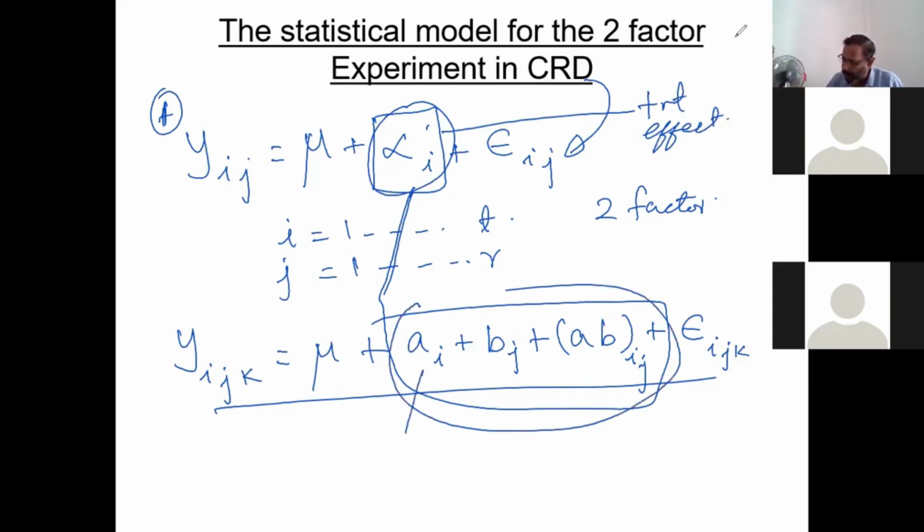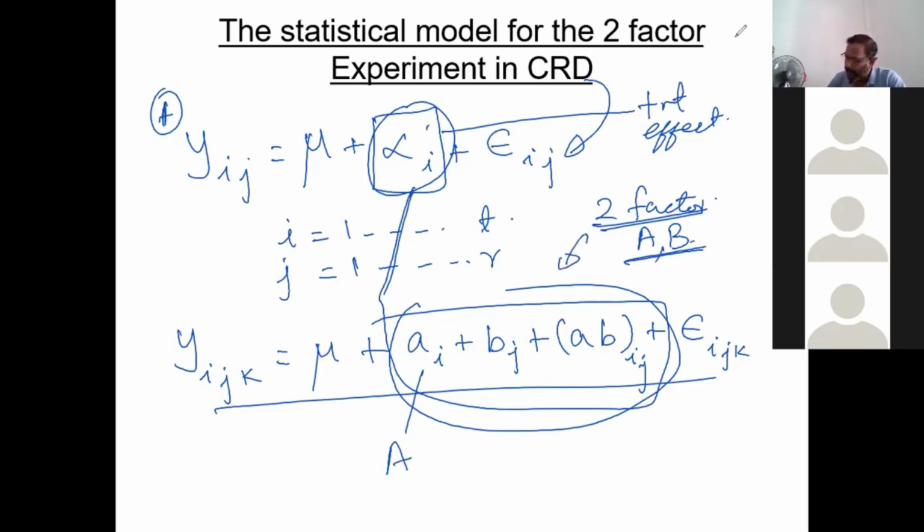So this treatment effect is going to split into these component effects. How many factors are there? In this example, 2 factors. So this is going to represent factor A. This is going to represent factor B. What about this? Anyone?